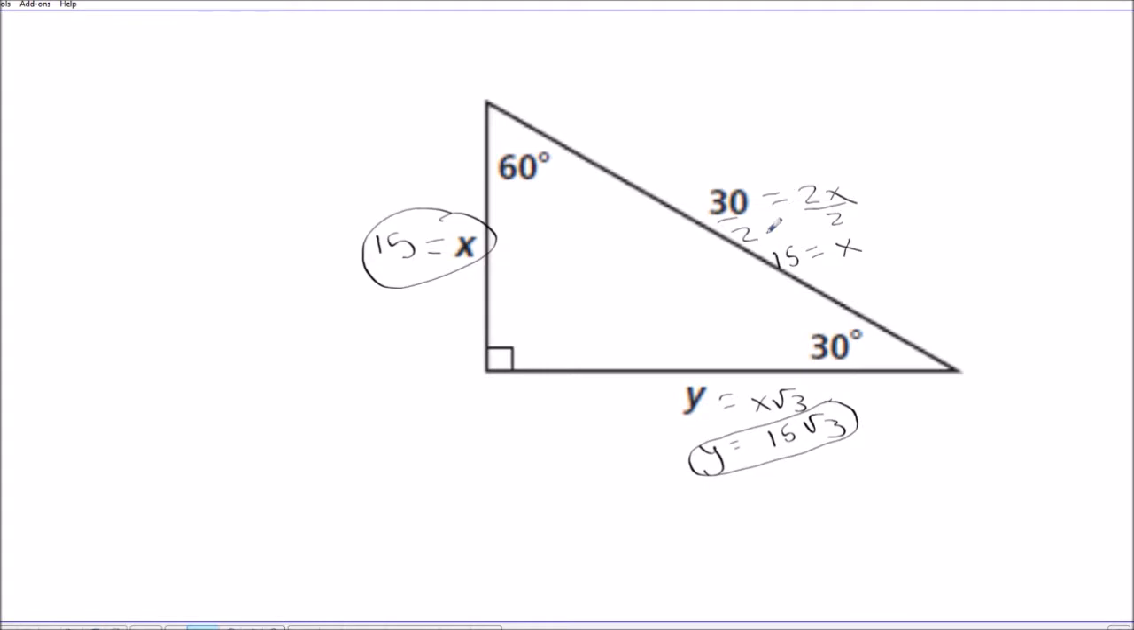Okay, so it's a little bit intimidating at first, maybe. But notice, there's not a whole lot of steps. Once we get really good at labeling the pictures, we're going to be really successful at these.